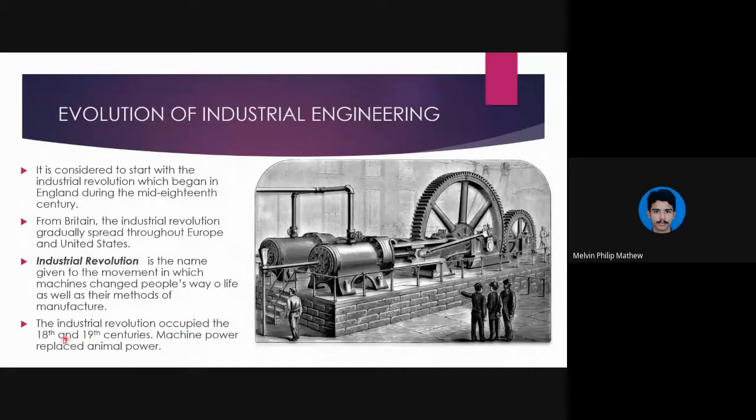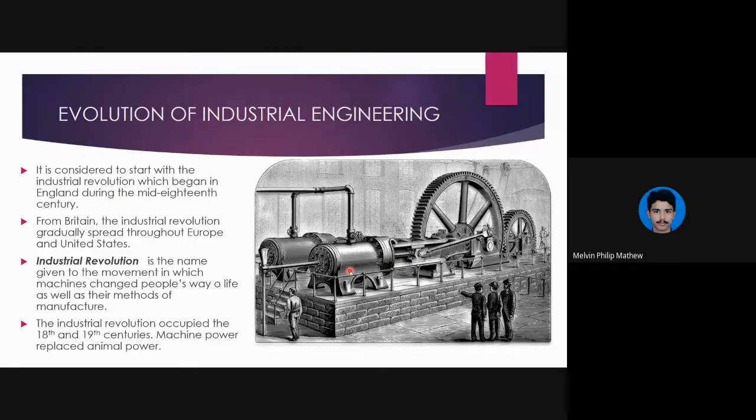So it is basically believed to have happened between the 18th and 19th century. A major industrial revolution occurred during the 18th and 19th century. So during that time, machine power replaced animal power. So that is what we can see here.